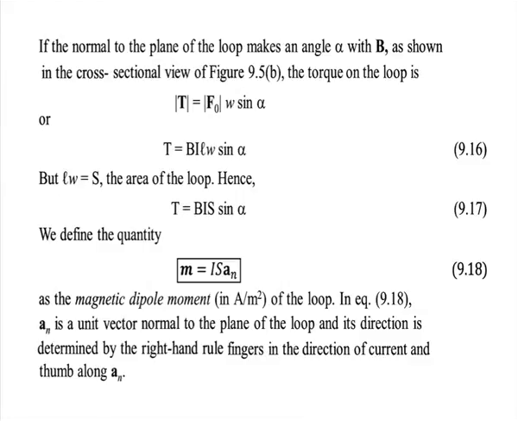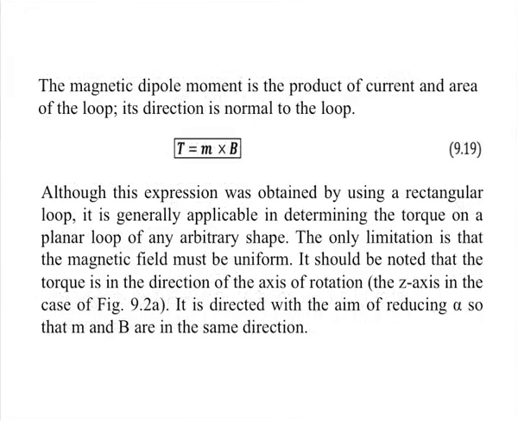We now introduce a quantity M known as the dipole moment or the magnetic dipole moment, given by IS into AN, where AN is a unit vector normal to the plane of the loop and whose direction is determined by the right hand rule. And therefore, we get the expression for T, which is equal to M cross B. Although the expression has been obtained for a rectangular loop, it is generally applicable in determining the torque on a planar loop of any shape. The only condition is the magnetic field must be constant and uniform.